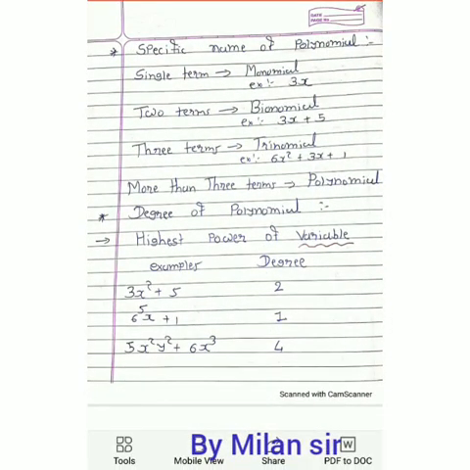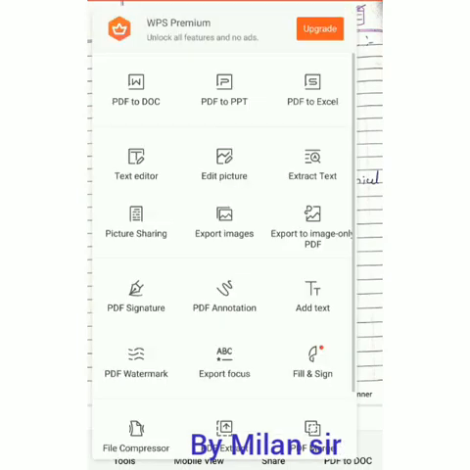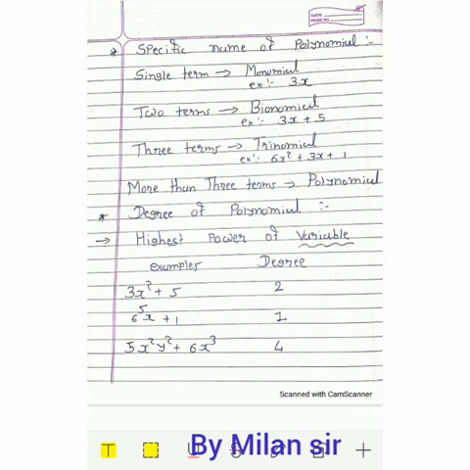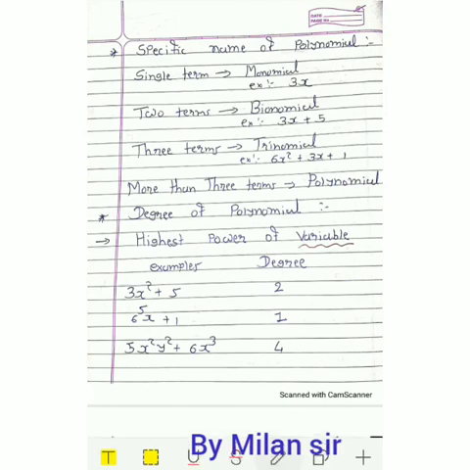Next, some specific names of polynomials that we already learned in standard 8, I think. If in the polynomial only a single term is there, then it is called a monomial. Example, 3x. 3x is a single term, so it is called a monomial. Second, if two terms are present, then it is called a binomial. Example, 3x plus 5. Addition or subtraction separates the terms. Here a total of two terms are there, so it is called a binomial.